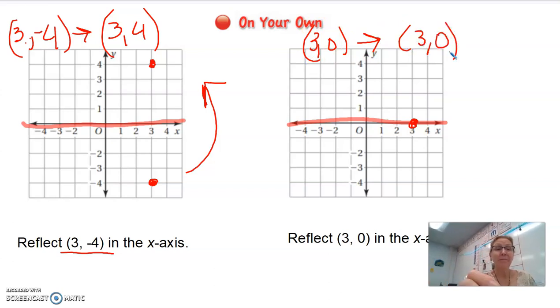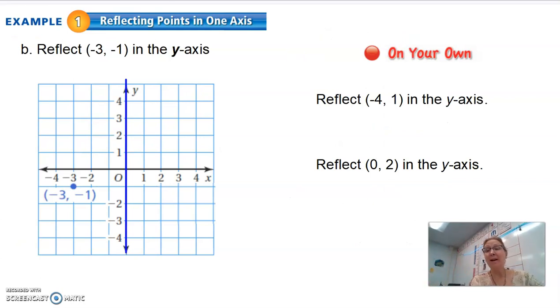No change. Okay, now here's a reflection in the y-axis. So I can highlight the y-axis like that. This time, the point, if it's on the left, which it is, it's going to be reflected over to the right.